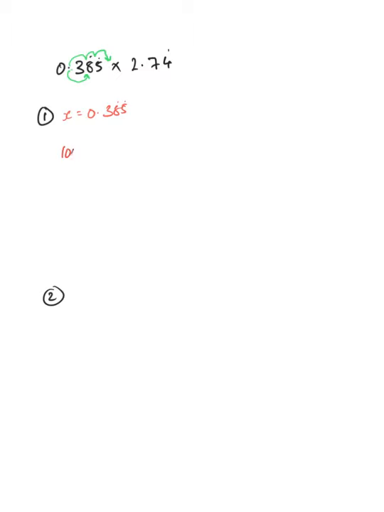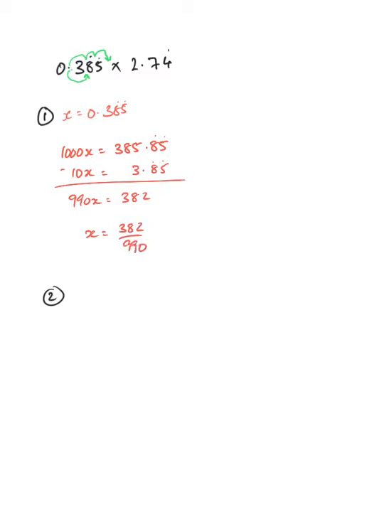So I have 1000x is 385.85 recurring, and I have 10x is 3.85 recurring. When I subtract that, I'll have 990 x's there and 382 on the right hand side. So x is 382 over 990. We'll do the same over here.